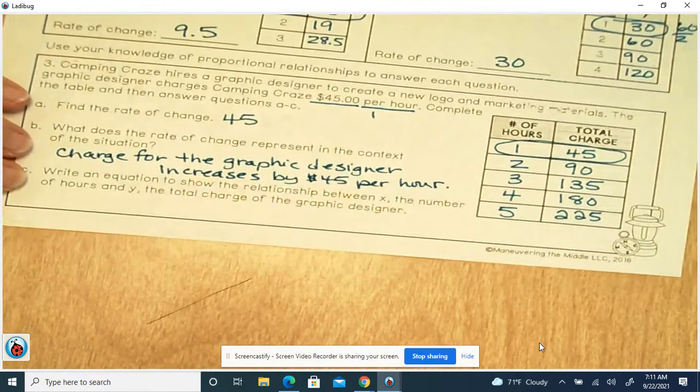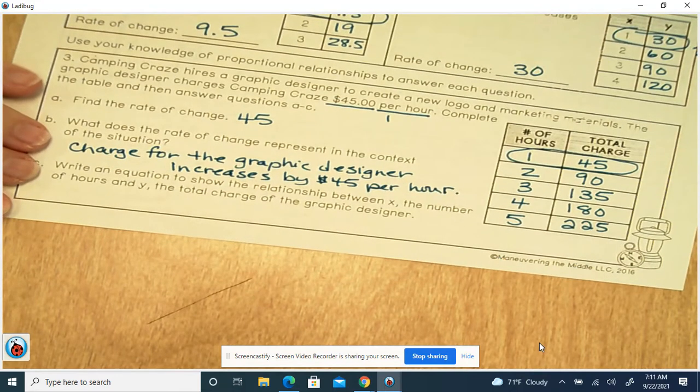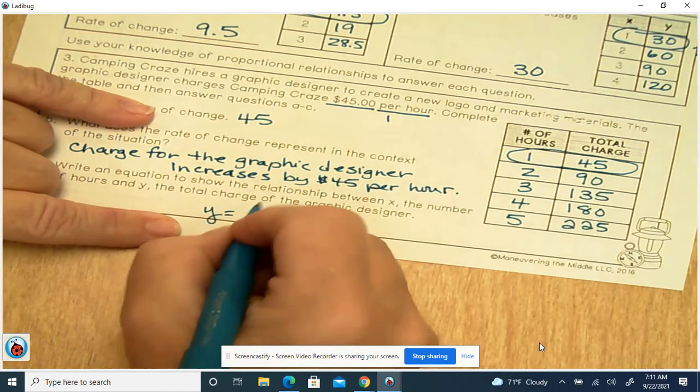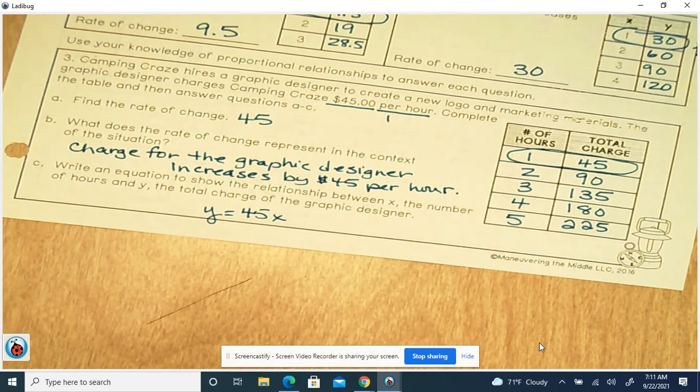All right, write an equation to show the relationship between x, the number of hours, and y, the total charge the graphic designer charges. So our equation is going to be y equals, our constant is 45, so 45x.